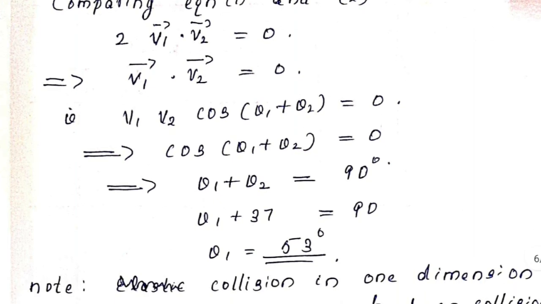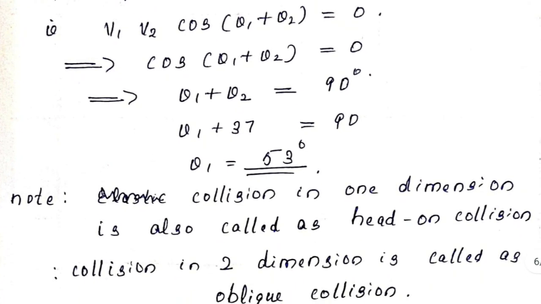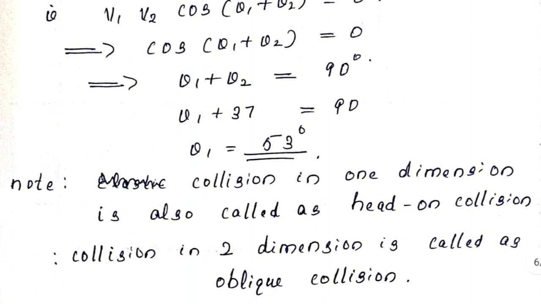Now there is a note here: collision in one dimension is also called a head-on collision, and collision in two dimensions is also called an oblique collision.